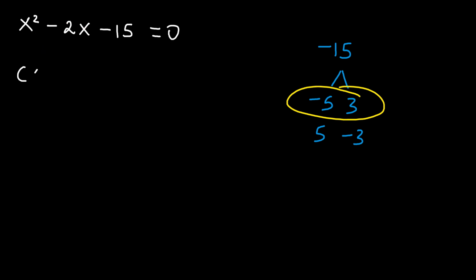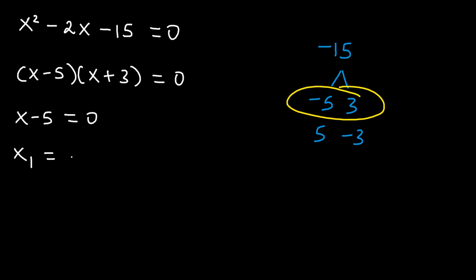So we shall have x minus 5 times x plus 3 equaling 0. And notice that we have a minus here because of negative 5, and then we have a plus sign because of positive 3. And if we set x minus 5 to be equal to 0, then x1 will be equal to positive 5. And if we set x plus 3 to be equal to 0, then x2 will be equal to negative 3.